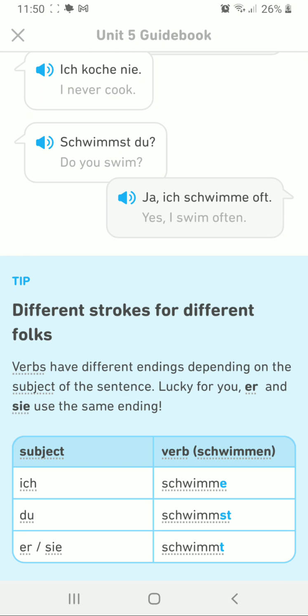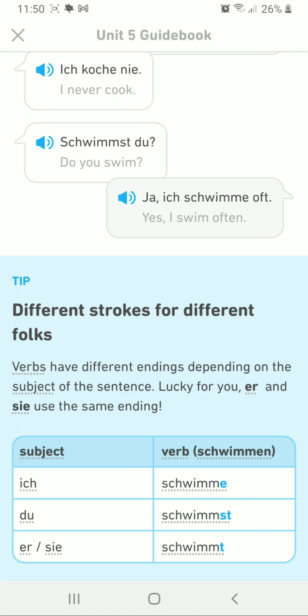Different strokes for different folks. Verbs have different endings depending on the subject of the sentence. Lucky for us, er and sie. So er is he, and sie is she in English. Use the same ending. It's the same.